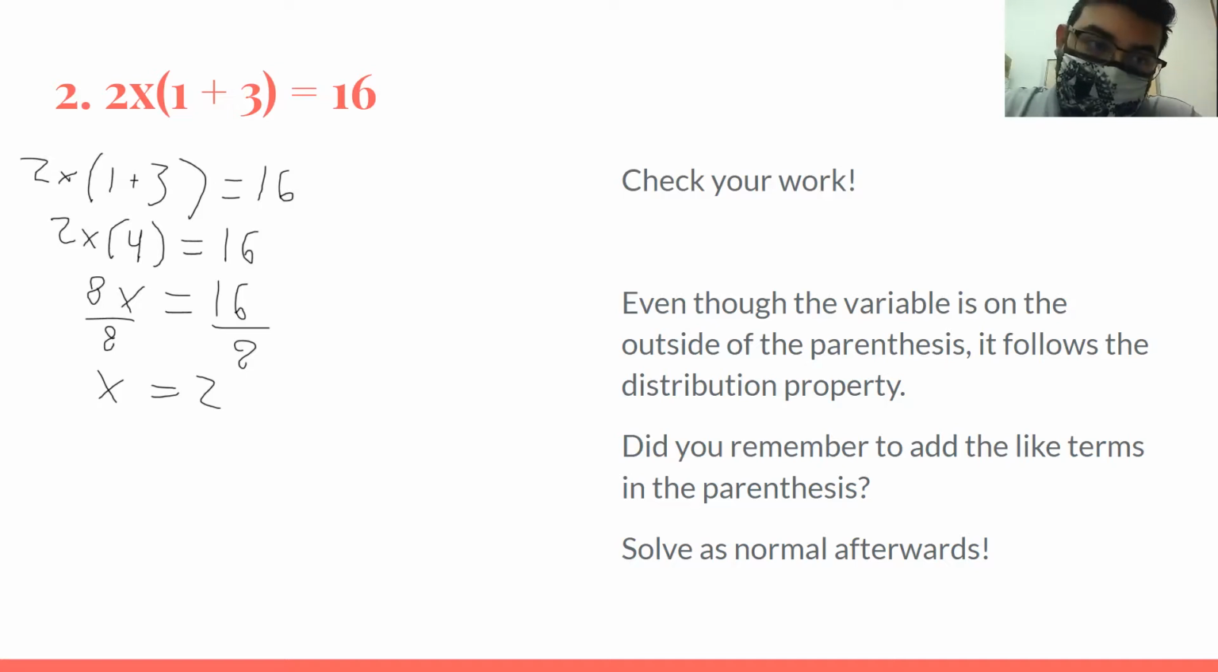If you got a different answer, you may have not added the like terms in the middle. Let me see, could you solve it? 2x plus 6x, 8x. Yeah, I mean, you could distribute the 2x across the parentheses if you'd like. It's just easier to combine the like terms. So if you got 2x plus 6x, that is 8x equals 16. So you just kind of get to the next step. It's another way of doing it. It's more work. You can just add the numbers inside the parentheses.